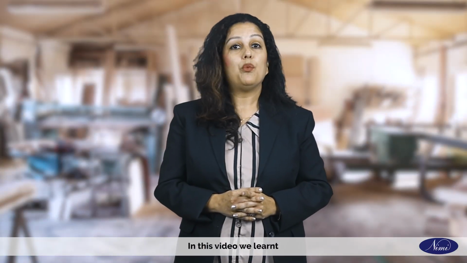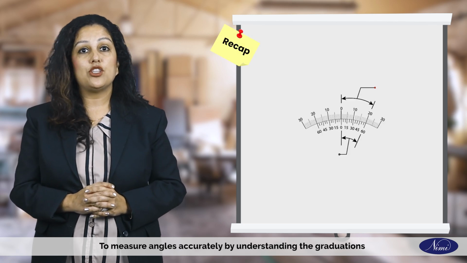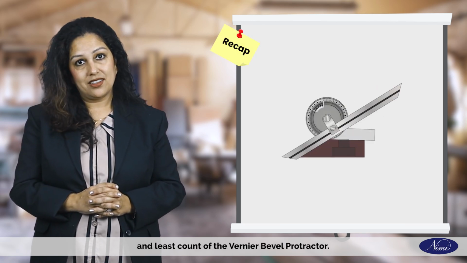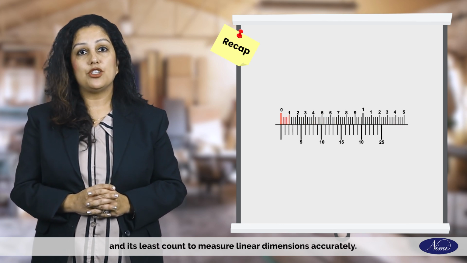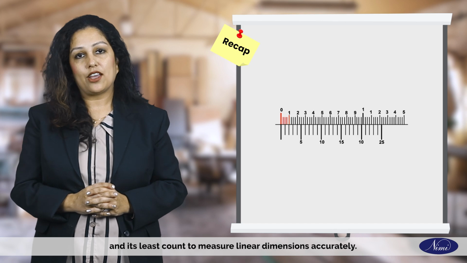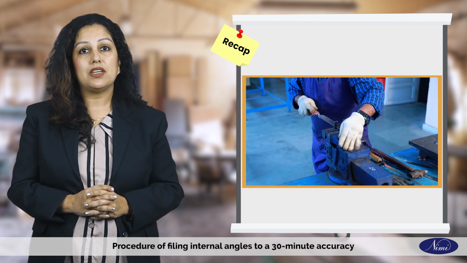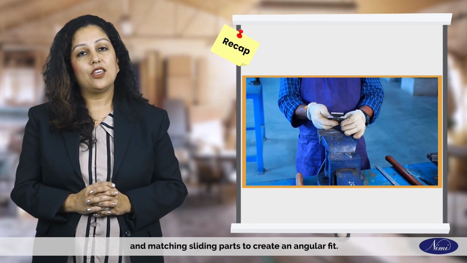In this video, we learned to measure angles accurately by understanding the graduations and least count of the vernier bevel protractor, different parts of vernier caliper and its least count to measure linear dimensions accurately, and the procedure of filing internal angles to a 30-minute accuracy and matching sliding paths to create an angular fit.